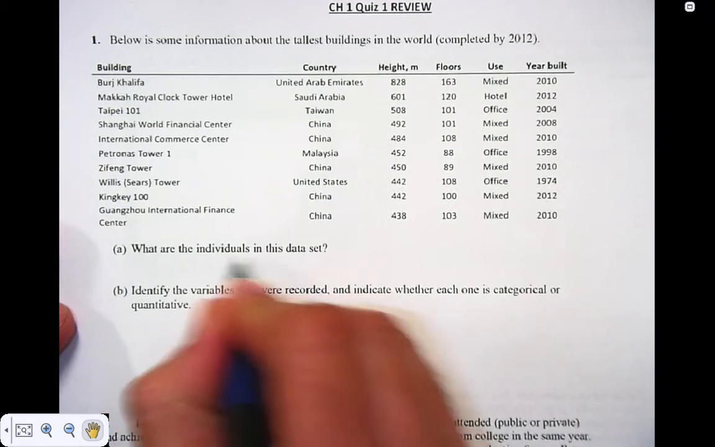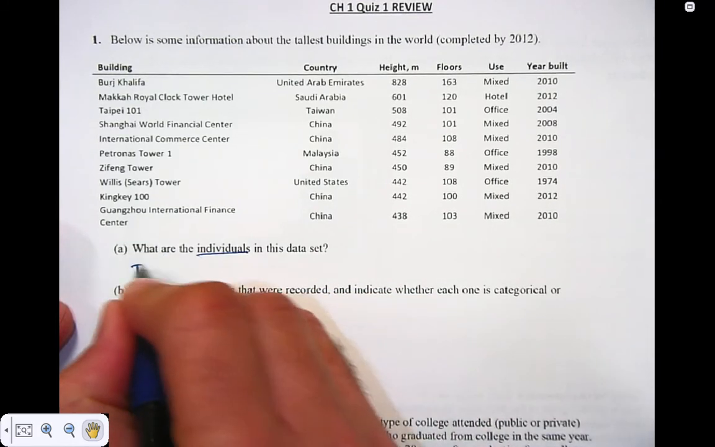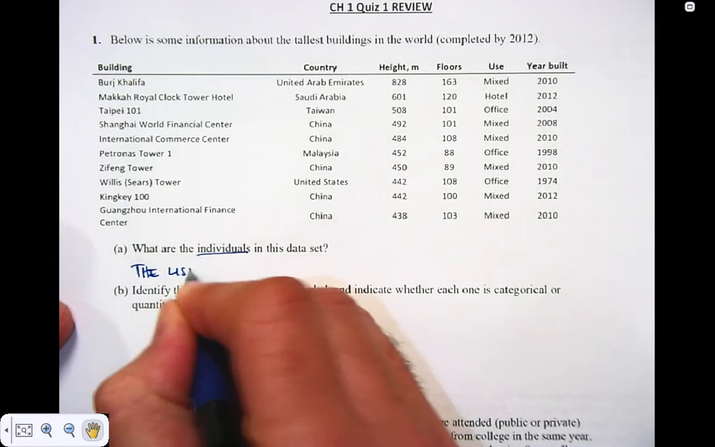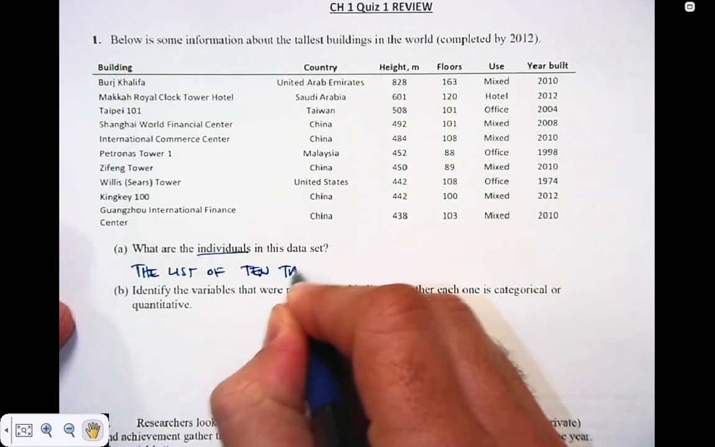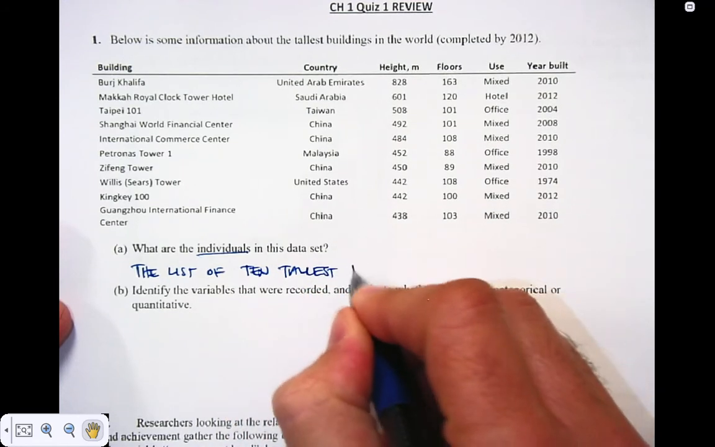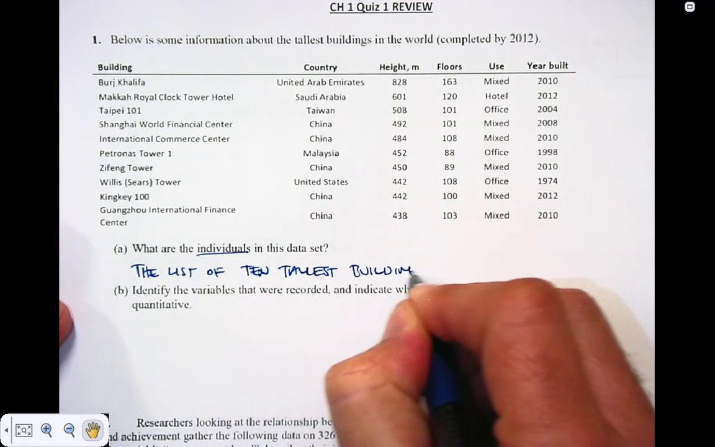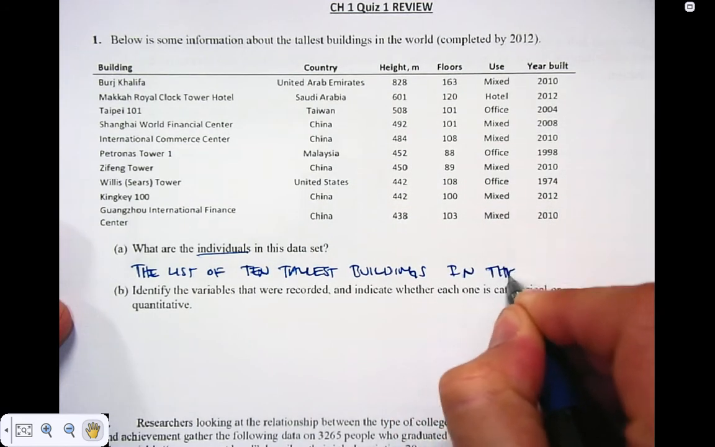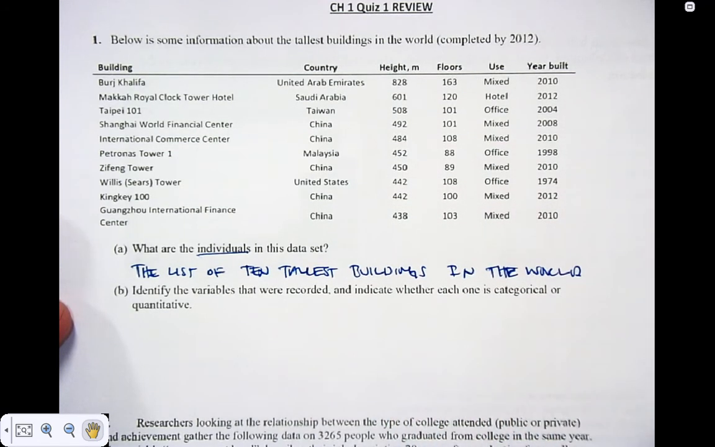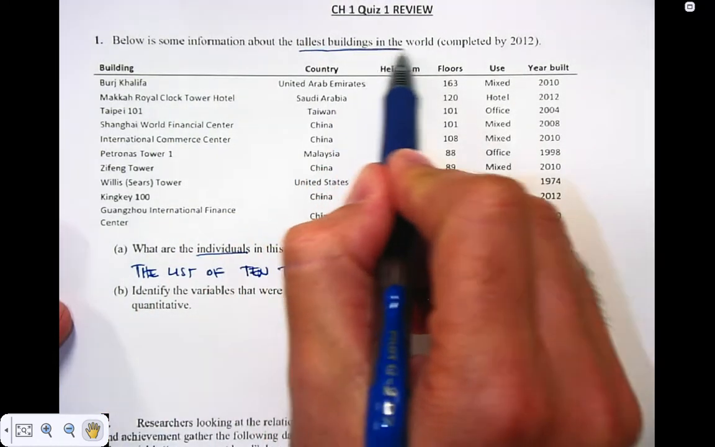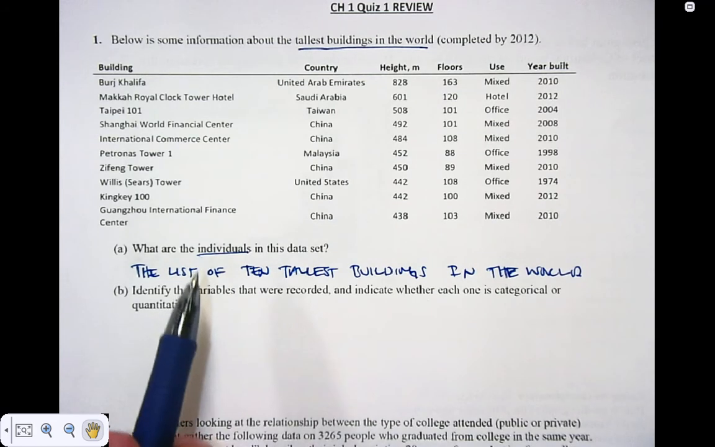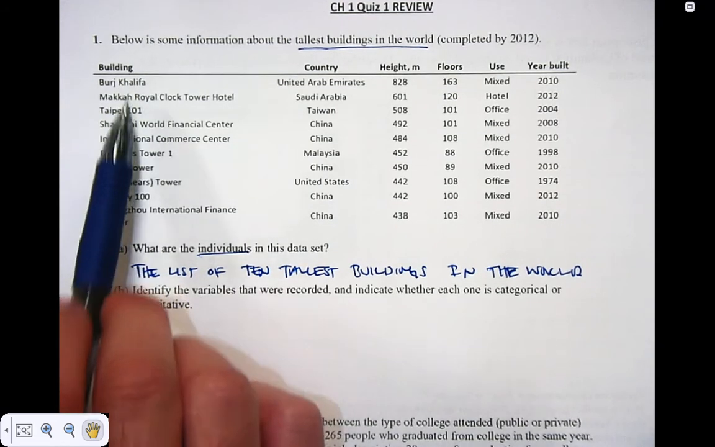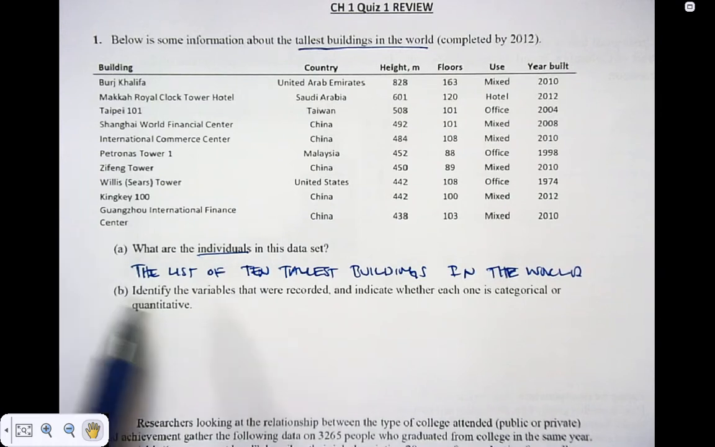Okay, so when they ask for the individuals in the data set, you would say the list of 10 tallest buildings in the world. So all I'm doing is taking the information from the directions and saying how many there are. And that's plenty of description for the individuals. I don't need you to recopy all of these down. That just would take too much time. So for individuals, just label what it is you're talking about.